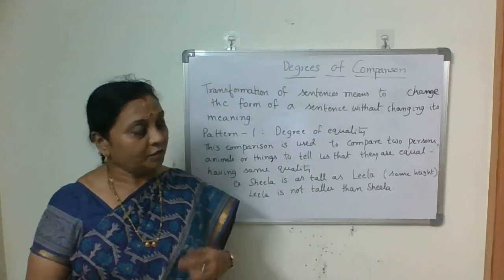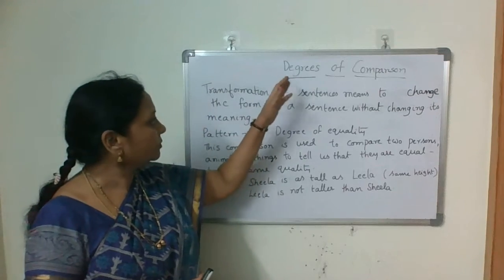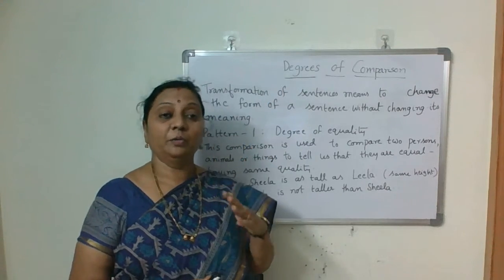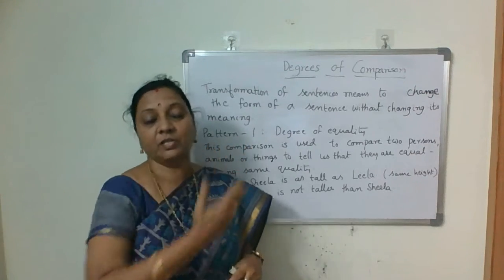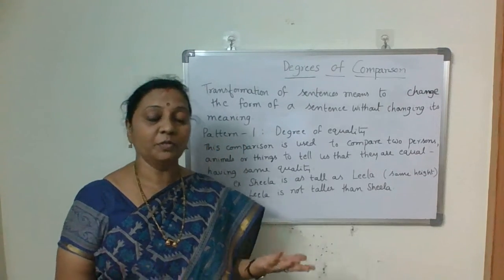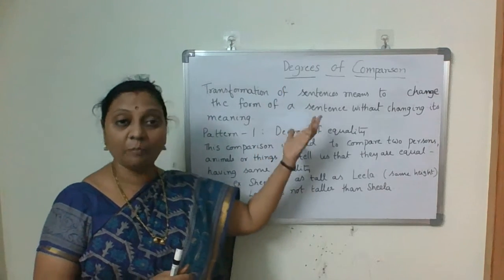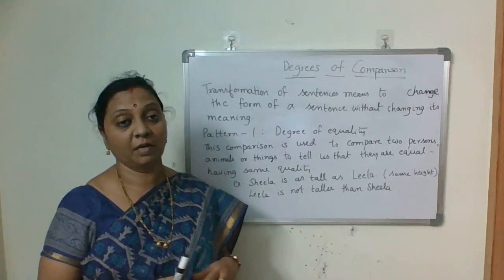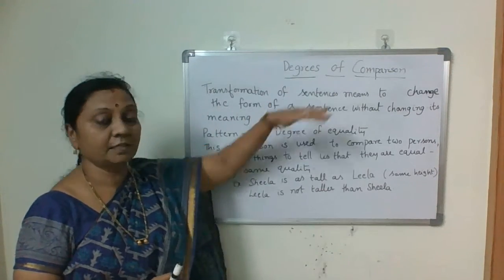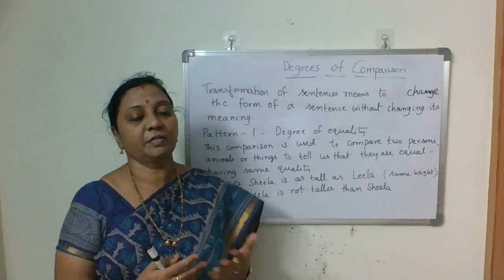Today we do degrees of comparison. Last video I discussed the formation of degrees. There are actually 3 degrees of comparison: positive, comparative and superlative degree, and we discussed the formation of degrees in various ways, in various patterns we have seen. And today we discuss transformation of the degrees of comparison, transformation of sentences.